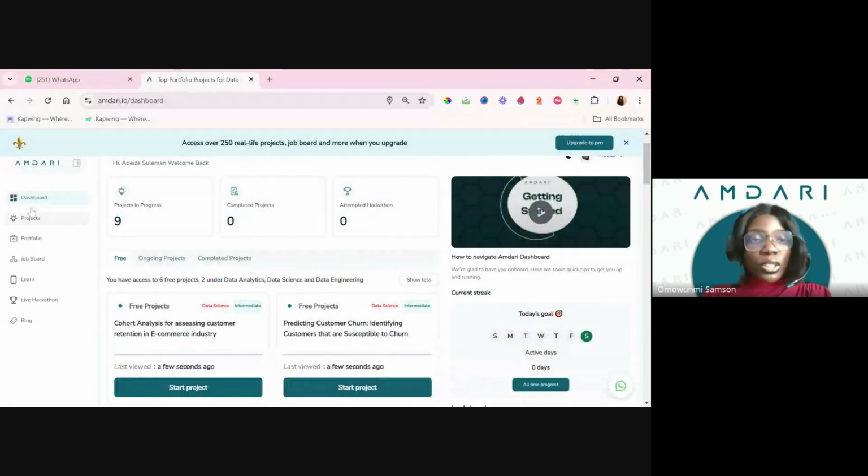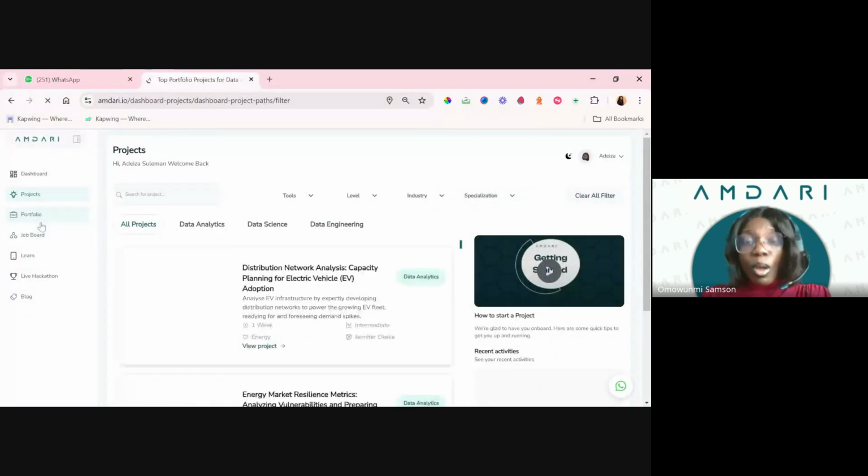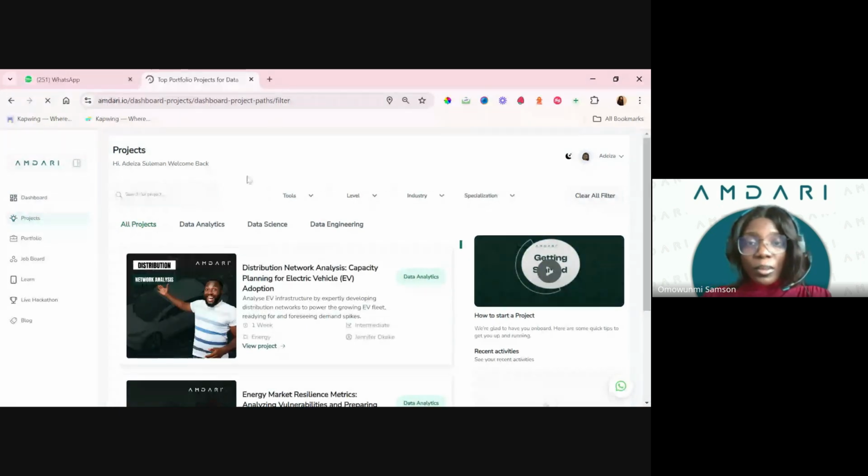And these projects cut across different levels. So it doesn't matter if you're entry level, because I see that we have some entry level data professionals here. Your level does not really matter. The platform helps you with projects under beginner, intermediate, and advanced. You can also easily filter and select a particular industry that you want to work on a project under. So we also have our job board right here.